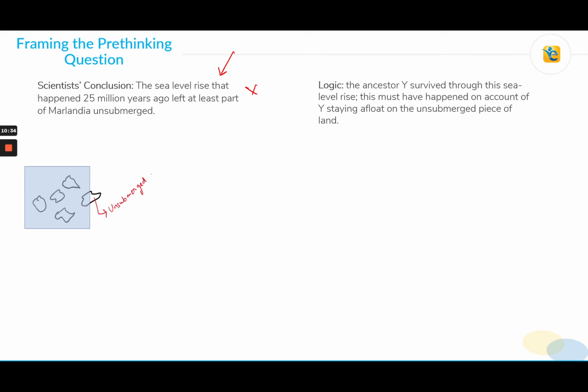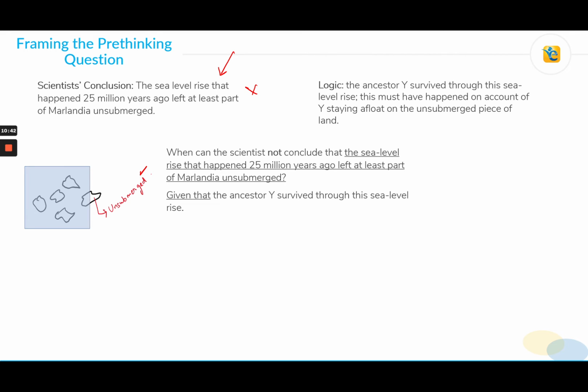The scientists conclude that in the rise in sea level that happened 25 million years ago, at least some part of Marlandia remained unsubmerged. So when can the scientists not conclude that the rise in sea level that happened 25 million years ago left at least a part of Marlandia unsubmerged, given that the ancestor Y survived through this rise in sea level that happened 25 million years ago? If you stop with this question and try to arrive at scenarios, you could, but this is where logic becomes extremely important. If you really think about it logically, this actually boils down to another question. How else could ancestor Y have survived the sea level?